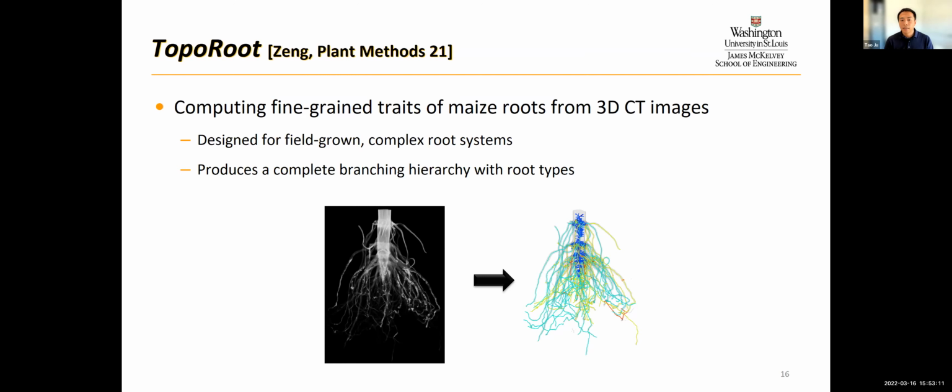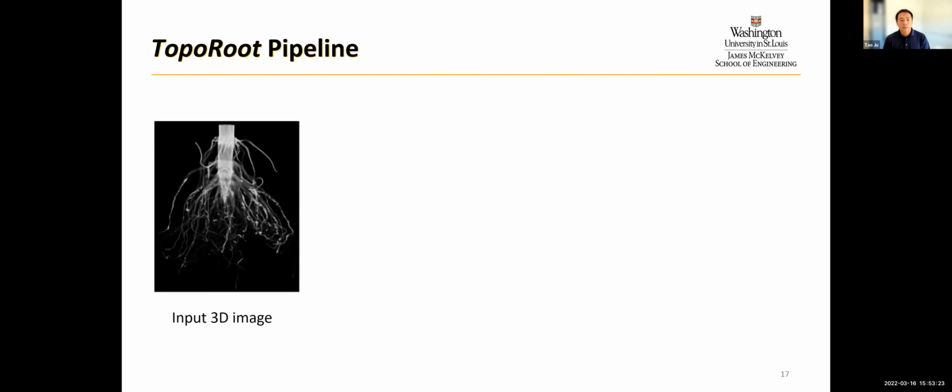So the current system is designed for CT images and for corn roots, but we definitely think it will be possible to extend the system to other types of species, plants, and other types of imaging modalities as well. All right, so going into the pipeline, it consists of three major steps.